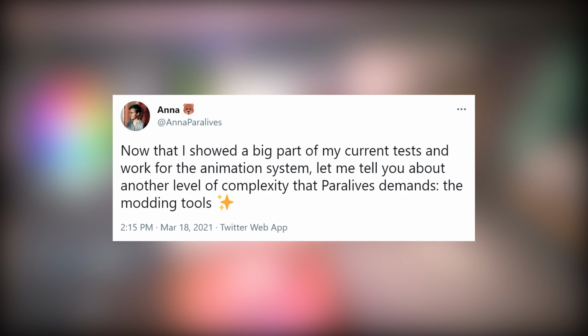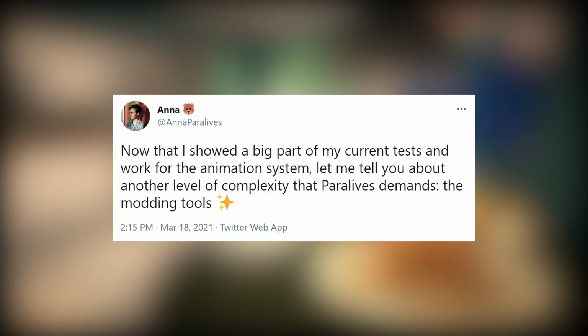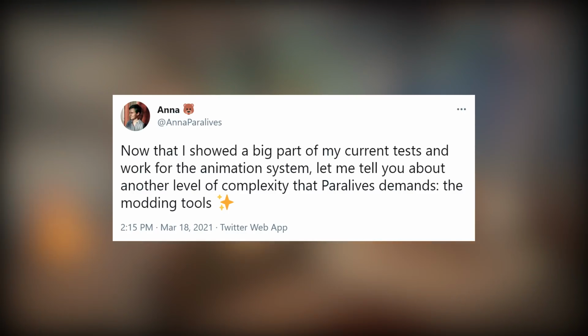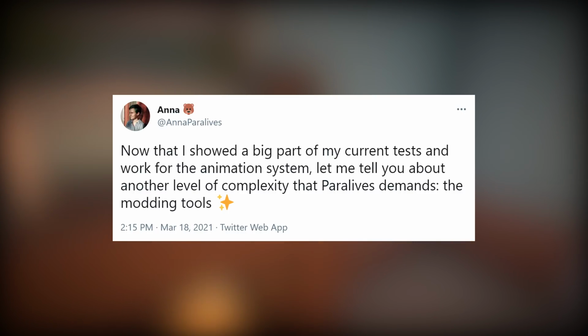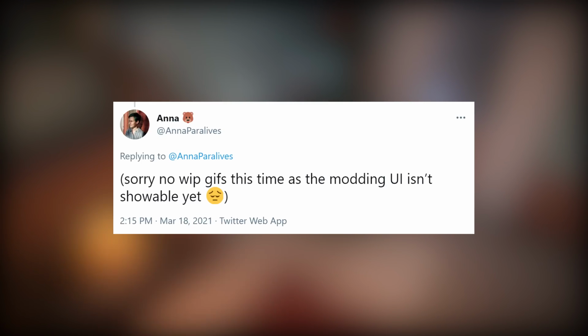All right, next thread, 2:50 p.m., so just 2 hours ago. Now that I showed a big part of my current test and work for the animation system, let me tell you about another level of complexity that Paralives demands: the modding tools. Oh, I'm so excited for this. Sorry, no work in progress gifts this time, as the modding UI isn't showable yet.